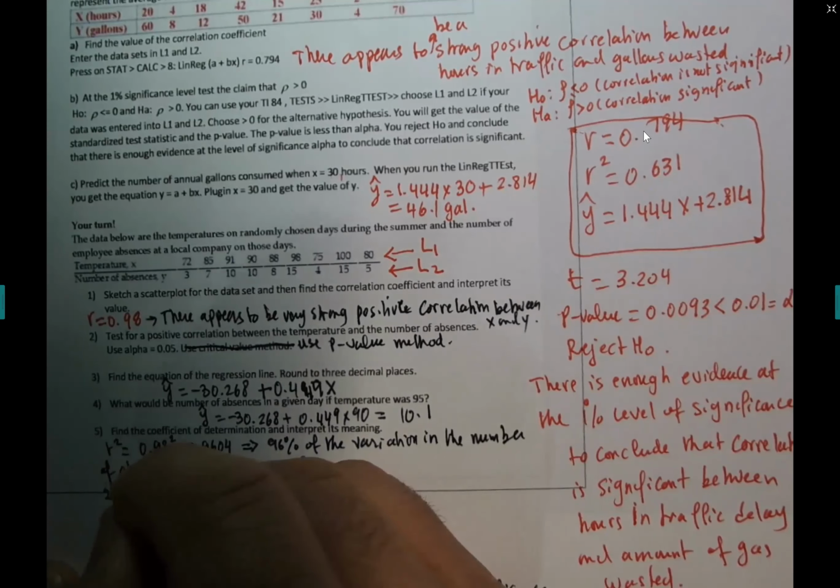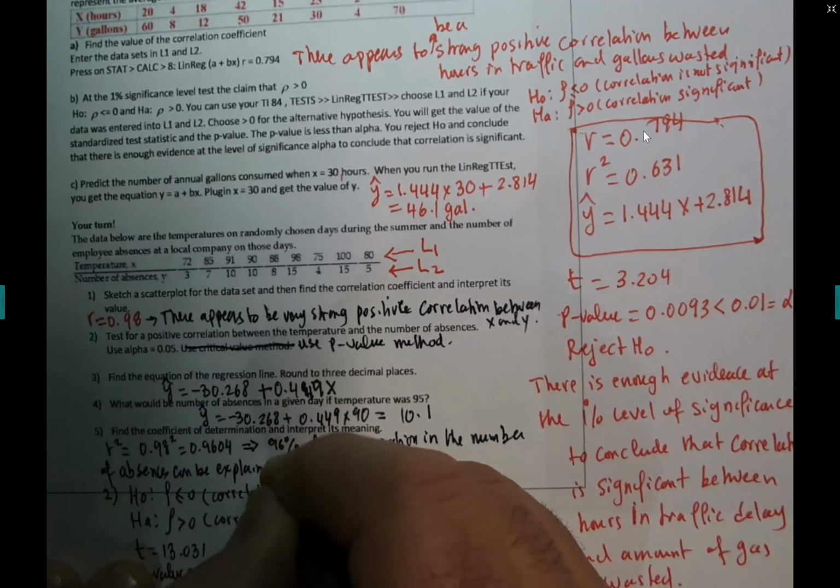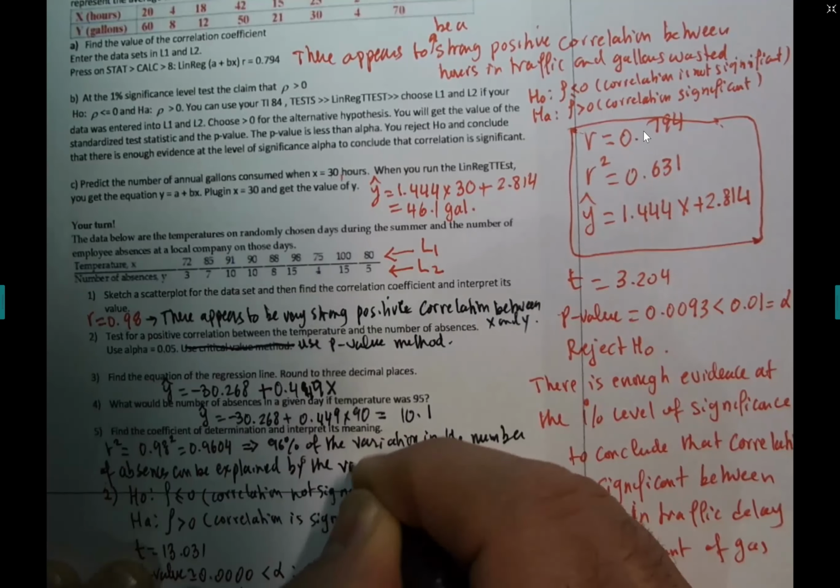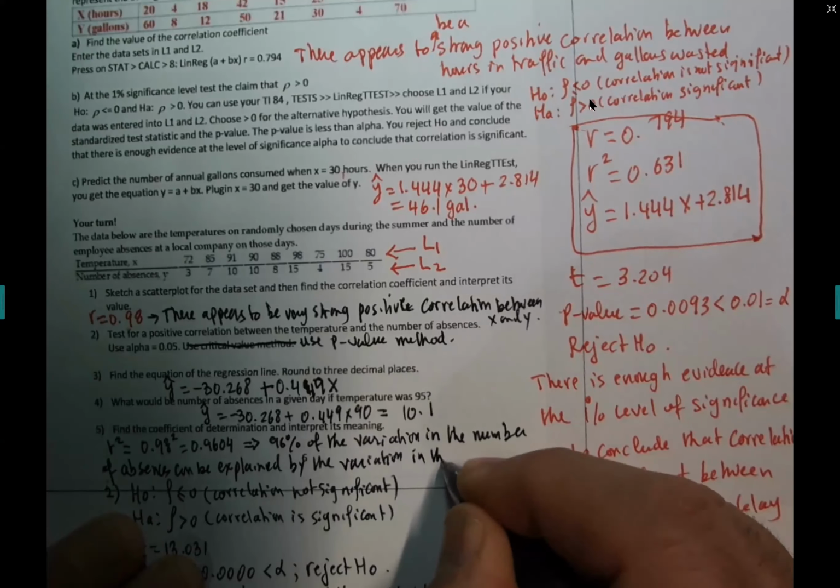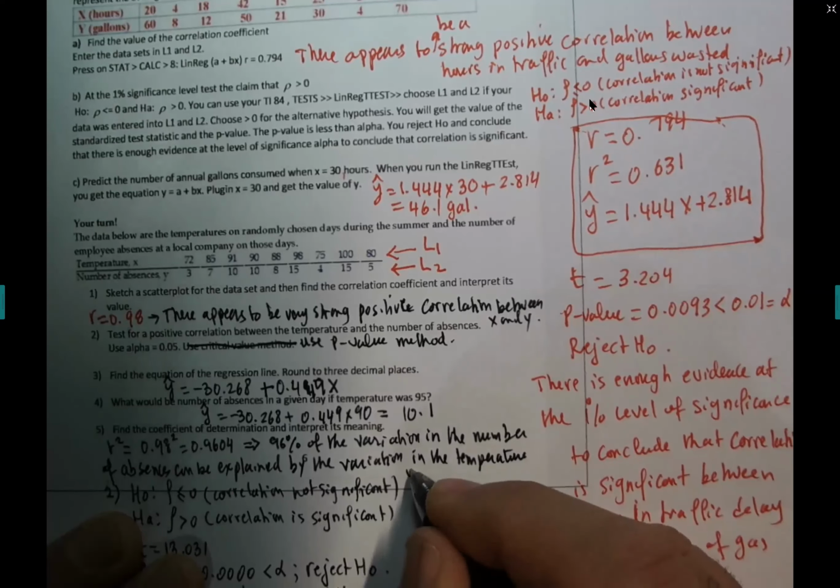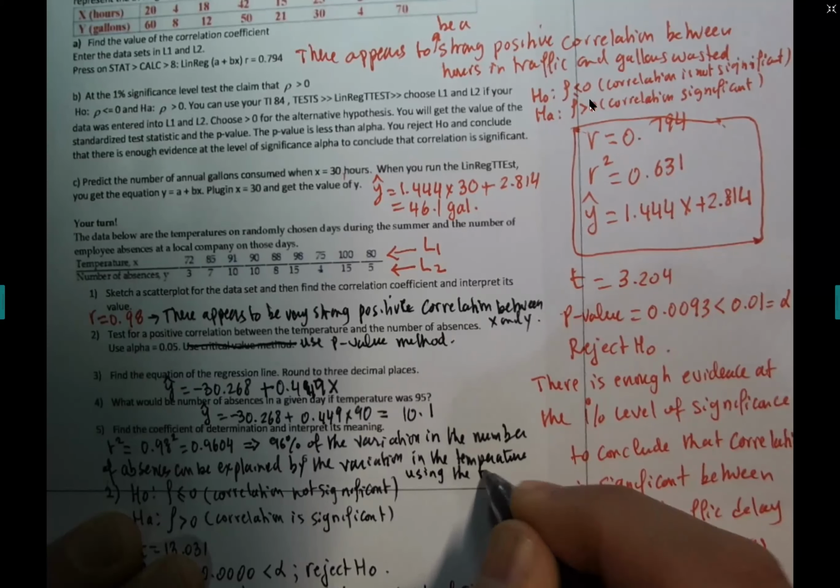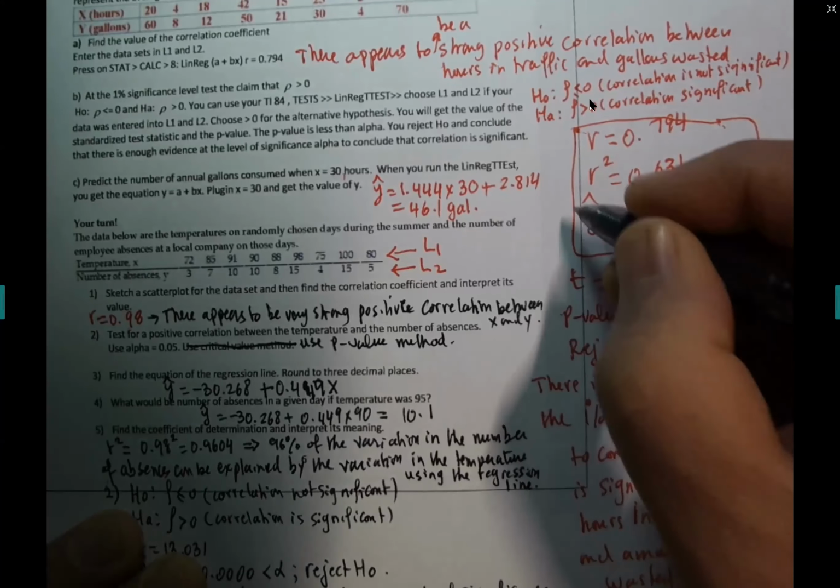You start with Y again. Can be explained by the variation in the temperature, using the regression line. All right.